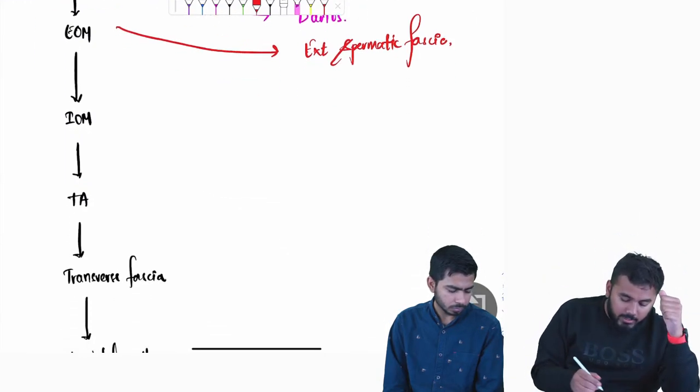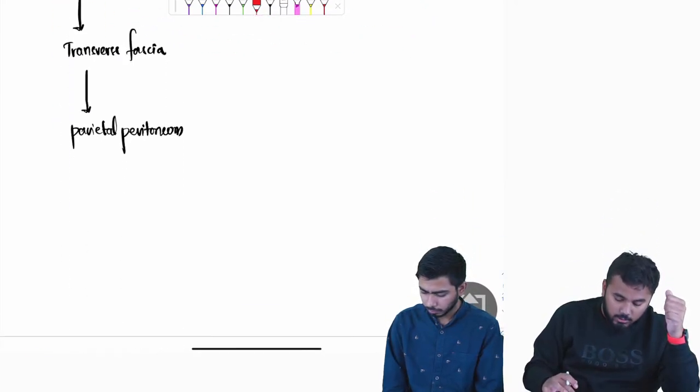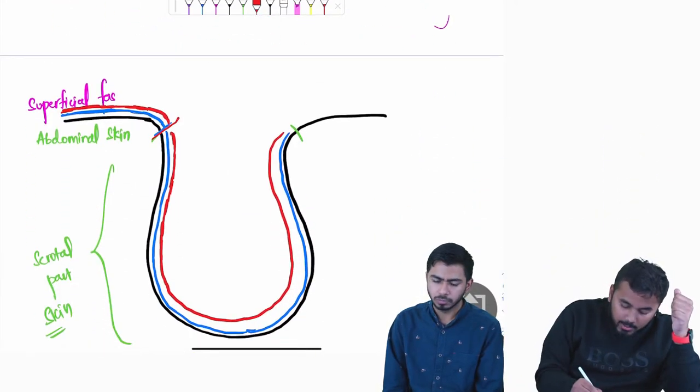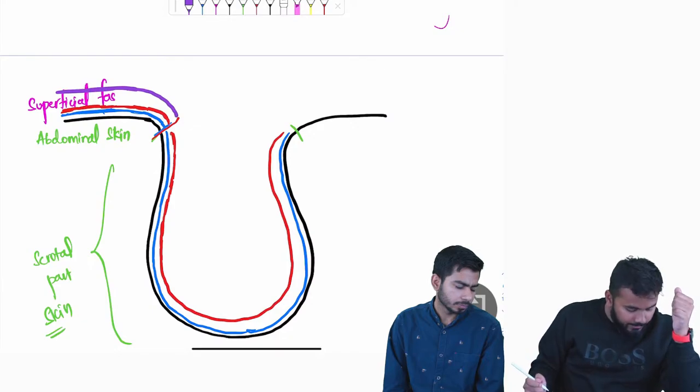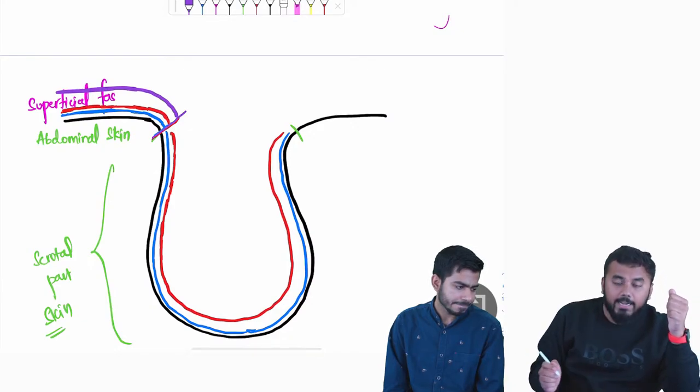Right. Now, the next muscle is the internal oblique muscle. Can you please tell me anything about the internal oblique muscle? Okay, look here. This is the internal oblique muscle. It comes till here, right? And the internal oblique muscle ends here.